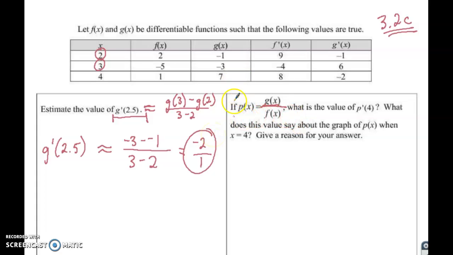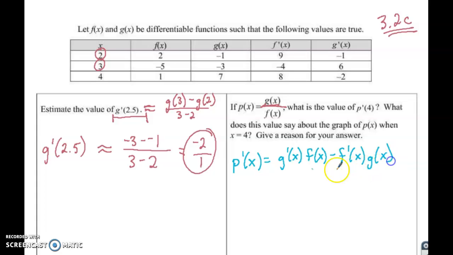So as we move forward with, I guess my perception is more difficult problems, if they're asking you to find p prime of 4, then you'd better first find p prime of x. So if we follow the quotient rule, the derivative of the top, leave the bottom alone, minus the derivative of the bottom, leave the top alone, all over the denominator squared.